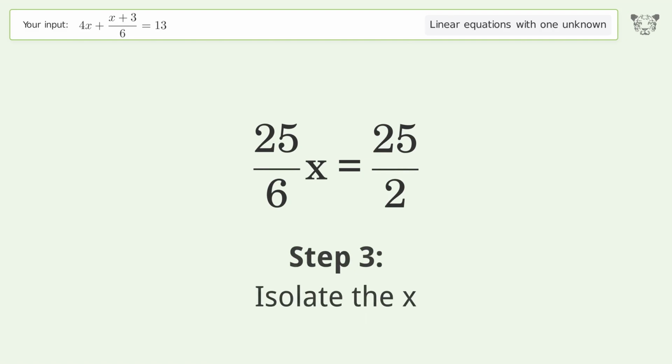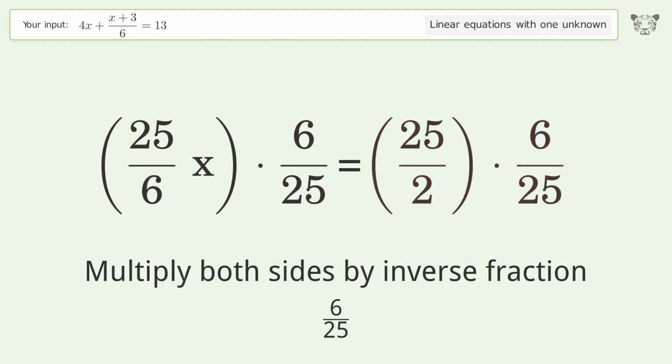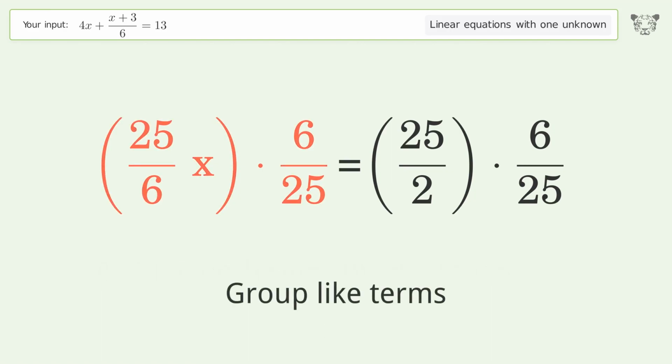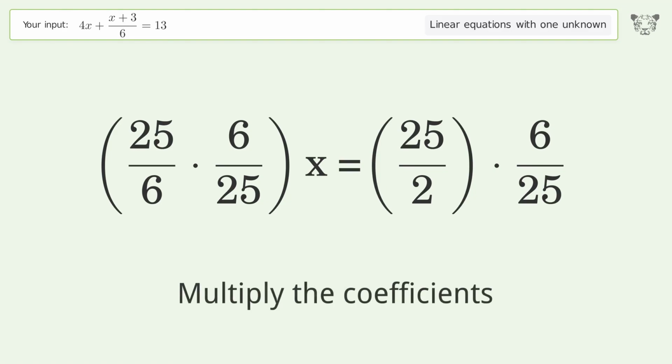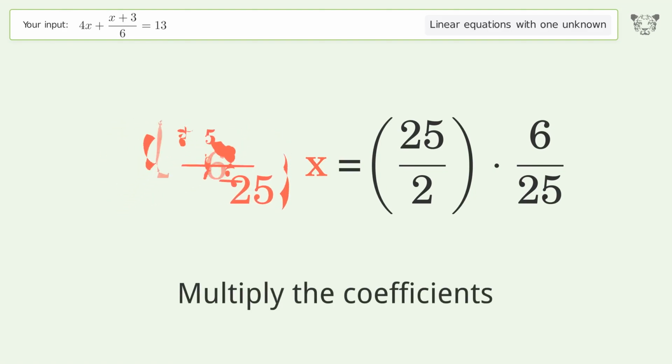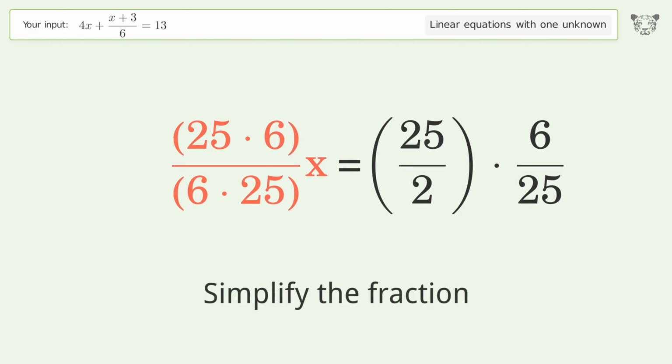Isolate the x. Multiply both sides by inverse fraction 6/25. Group like terms. Multiply the coefficients. Simplify the fraction.